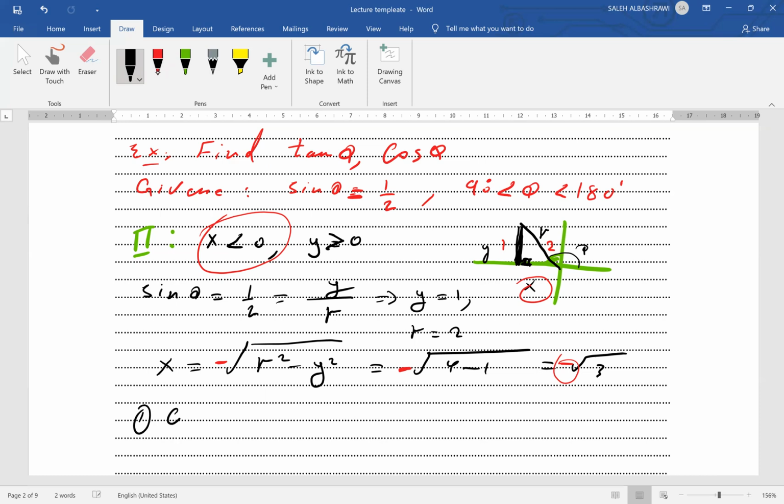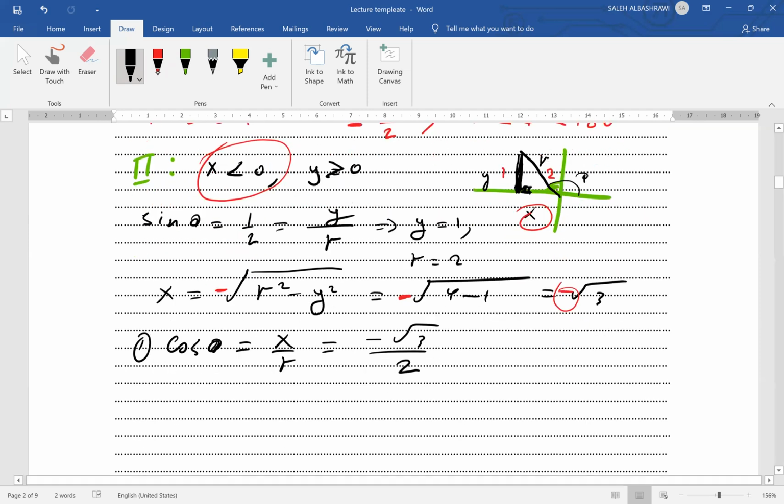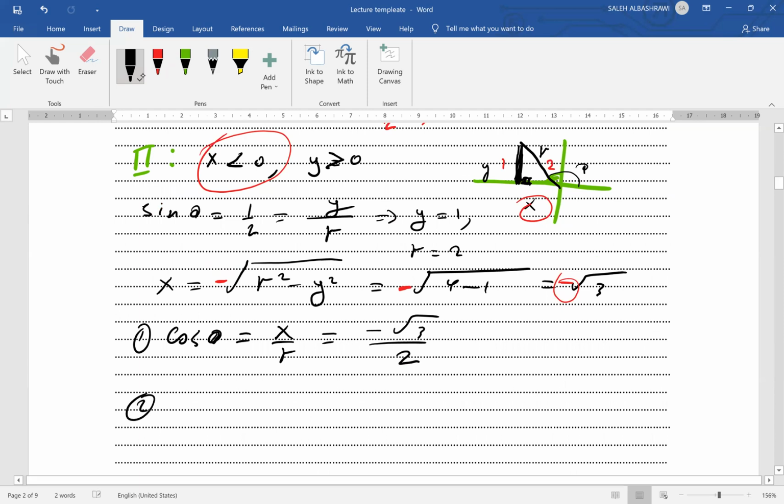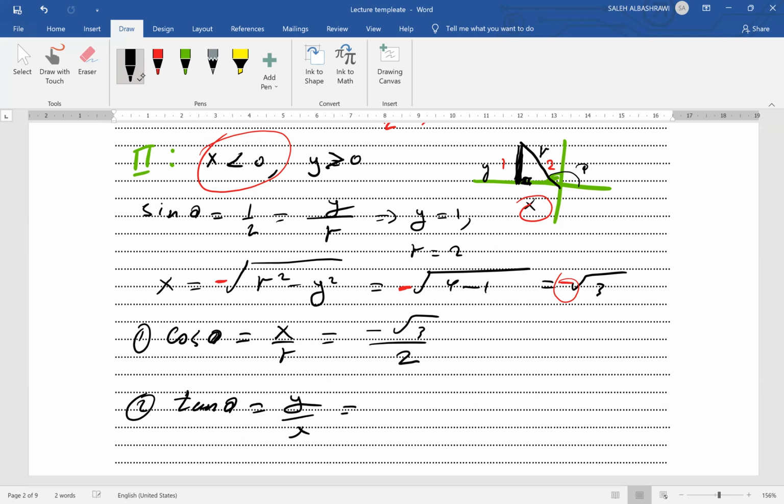Now cosine theta is equal to x over r. x is minus square root of 3 divided by r, which is 2. So it is minus square root of 3 divided by 2. Tangent theta is equal to y over x. Y is equal to 1, x is minus square root of 3. So we can write it as minus 1 over square root of 3, which after rationalizing, because we shouldn't keep any radical in the denominator, is equal to minus square root of 3 divided by 3.